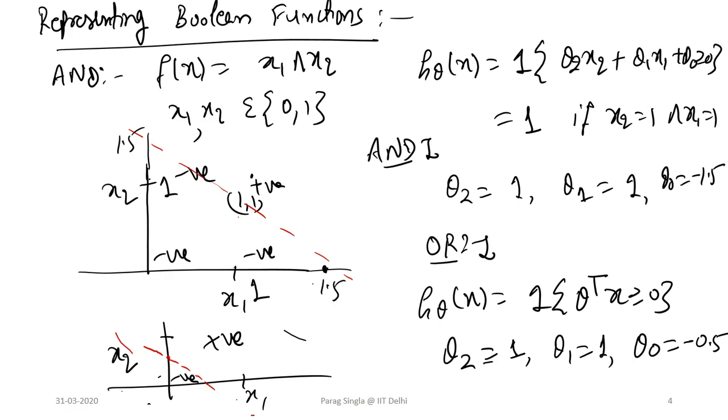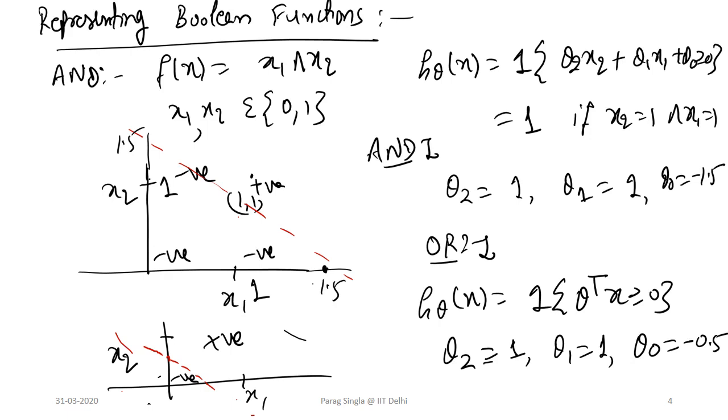So if you write this line in the form of y equal to mx plus c, you will get the slope -1 and intercept as 1, right? Another way to look at this is these coefficients are such that only when both x2 and x1 are 1, this linear composition is more than 0, otherwise it is less than 0, which is basically what we require from the AND function, right?